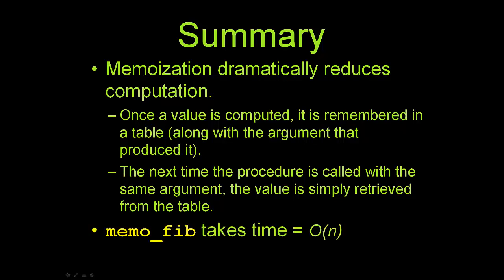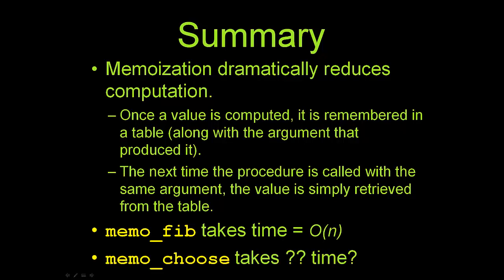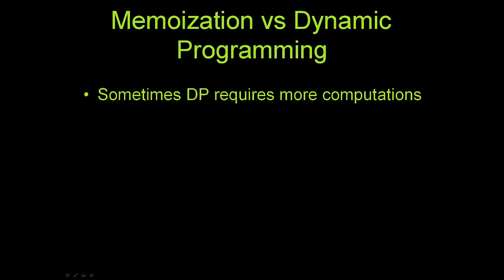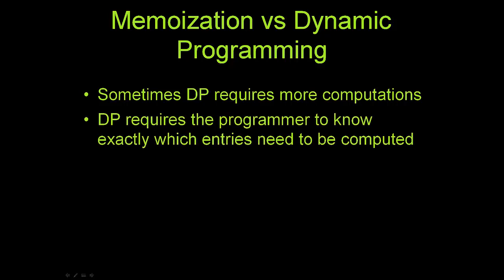MemoFib will take order n time, and the reason is because you don't compute the same thing twice. MemoChoose will take how much time? DP is actually related to memoization. In memoization, you kind of fill up the table dynamically. In DP, you actually figure out how to fill up the table from scratch, and sometimes it requires more computations, and it also requires you to know exactly what entries you need to compute.